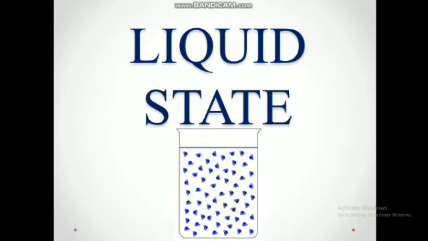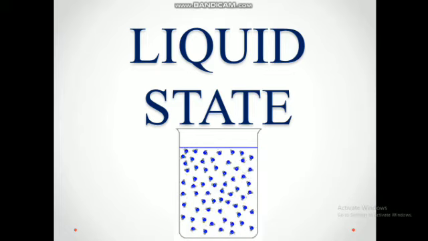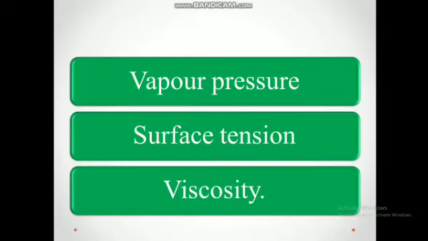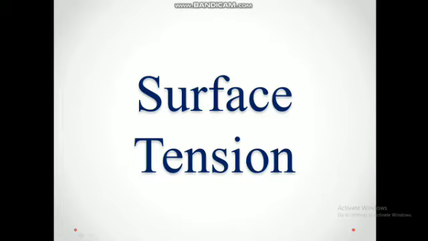We were studying about liquid state in the last class. We completed one of the properties of liquid state, which was vapor pressure. And today we will be discussing the other two properties, which are surface tension and viscosity. First, we will move on to surface tension.